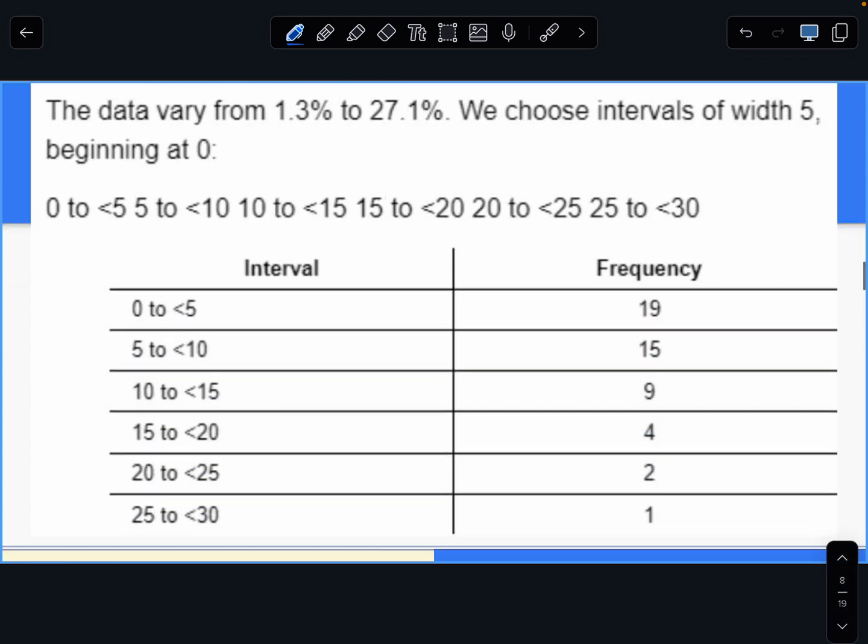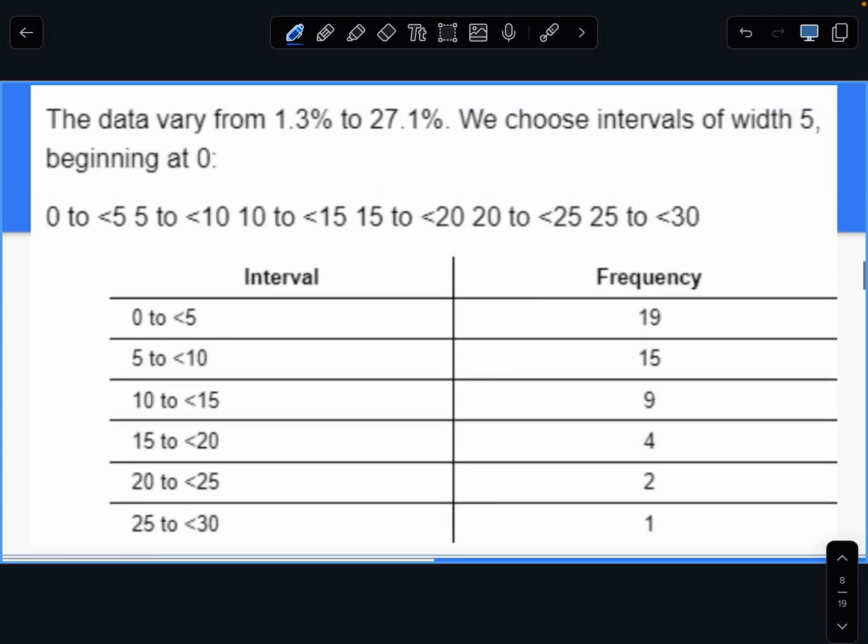So again, if you remember from the instructions, it said to make a table first. If you looked at the big giant table that's on your notes and you organized it, taking all of the percentages that range from 0 to 5, there were 19 states that had 0 to 5%. There were 15 states that had 5 to 10%. There were 9 states that had 10 to 15%, 4 states 15 to 20, 2 states 20 to 25, and only 1 state with 25 to 30.